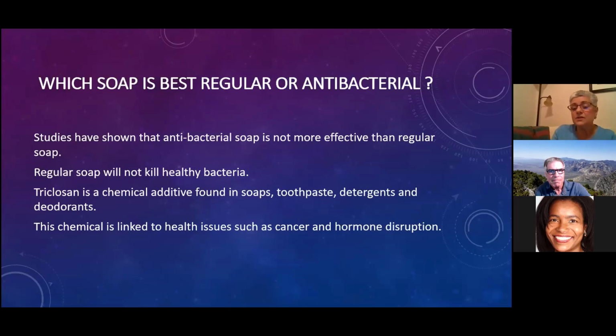And also, I wanted to talk about this time about the chemical additive that's found in soaps and toothpastes and detergent, deodorant, triclosan. And that is something that is still on the market. Many people are becoming more aware that this additive can be linked to health issues such as cancer, hormone disruption. So with this additive, we can, once again, look at the labels and decide, do we want to switch our products? Do we want to switch to soaps and toothpastes that do not have this in there?